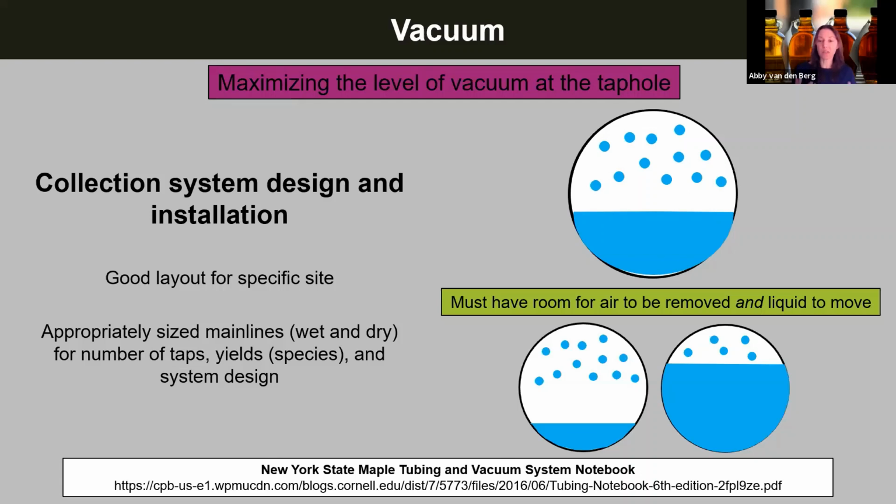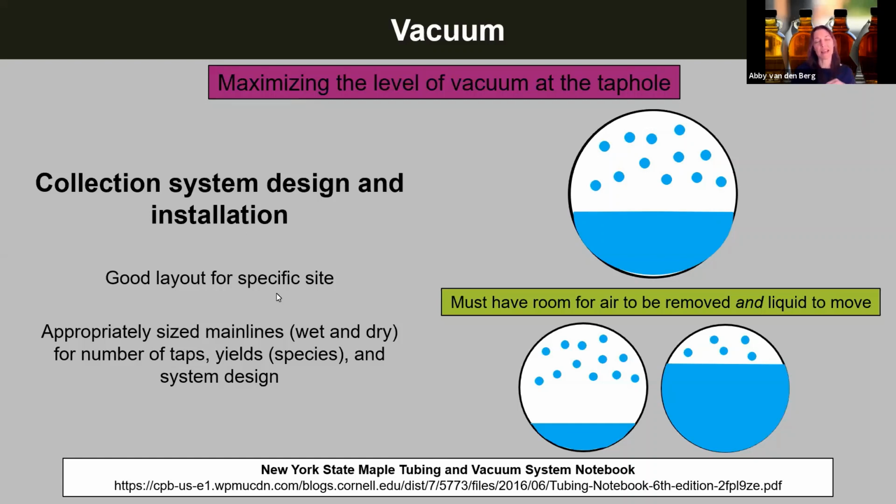So even if you're going to have a professional design and install your tubing system, it's a great idea to still take a look at this so that you can have a better idea of what are the good questions to ask and what you should be looking for. It'll really help you save money, save time, and also maximize your vacuum level in the end. And so obviously some of the big things are you need to have a good layout for your specific site, which is very variable per site.